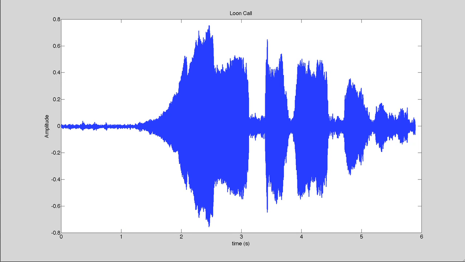Now the next example is a call of a loon that was recorded, and you can see the time series here. Now there's a lot of samples. I'm showing you 6 seconds, and this was sampled at 11 kilohertz, so the details are a bit obscured in here, but you can see the overall envelope of the call, and it looks like it's going to rise in volume and then decay and then rise and then decay and so on. And we'll listen to that now.